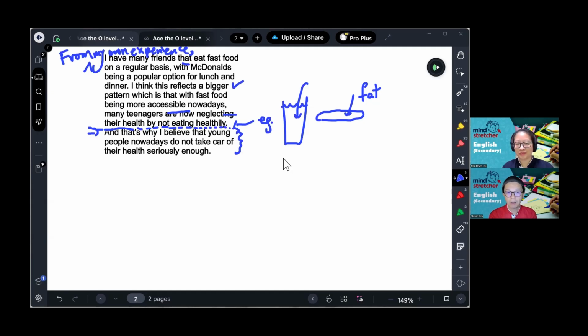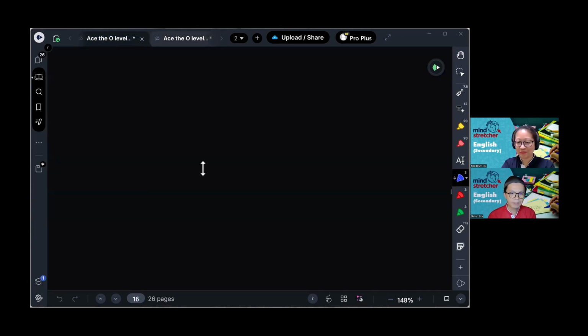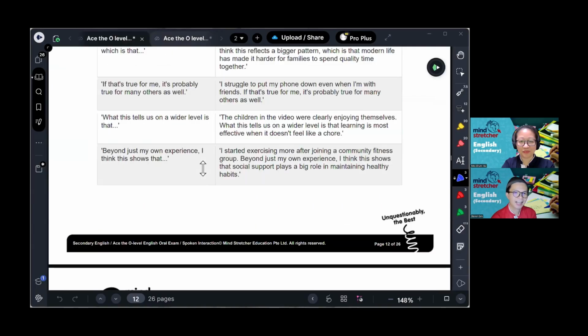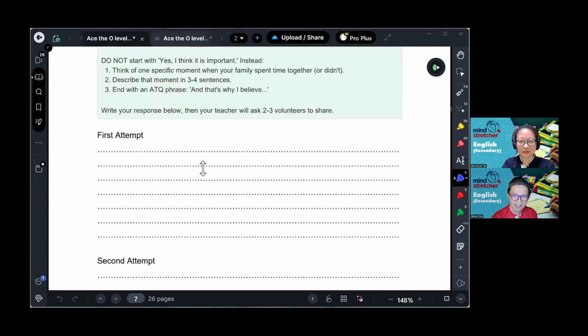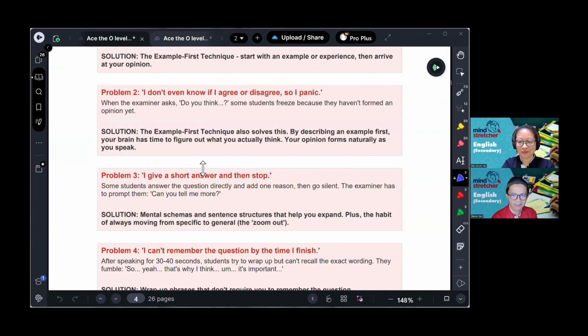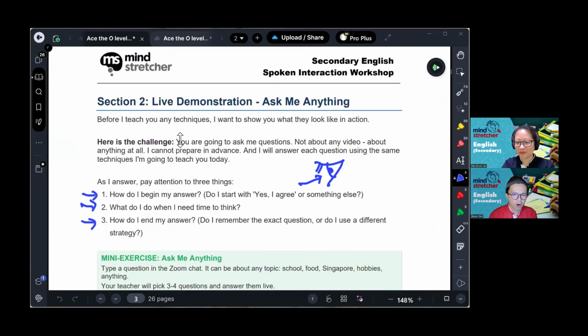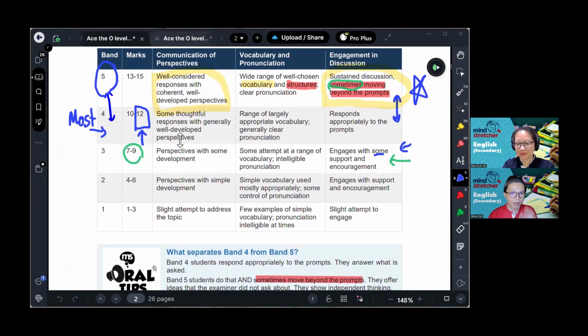It's not wrong. Answering mechanically like this, where you do your P.E.E.R.S. and then you say, and that is why I believe, it's not wrong. It's just that it's not a band 5. Do you understand? Because the band 5 is when you're not just answering the question. So if in the end, all you do is to say, and that's why I blah, blah, blah, answer the question, you are here at band 4.